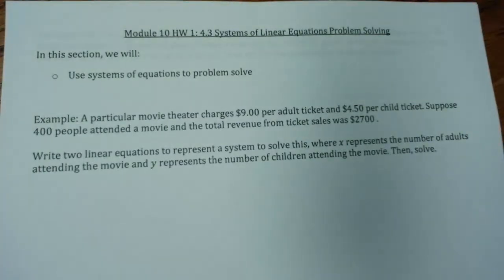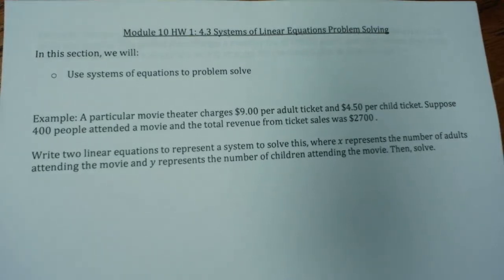It says, a particular movie theater charges $9 per adult ticket and $4.50 per child ticket. Suppose 400 people attend the movie and the total revenue from the ticket sales was $2,700. Write two linear equations to represent a system to solve this, where x represents the number of adults attending the movie and y represents the number of children attending the movie.